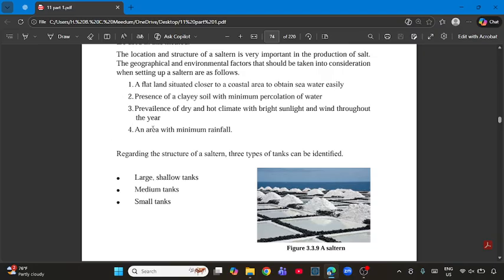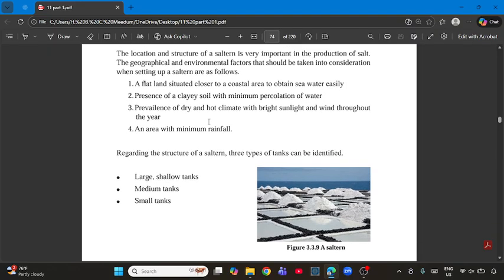The last one is an area with minimal rainfall. In these saltons, the salt is collected as piles and kept for 6 months. While they are kept for 6 months, if rainfall occurs, what could happen? They will be melted again, mixed with water. So there should be minimal rainfall. So these are the 4 characteristics, features which should be there in the area of a salton. So you have to remember it.